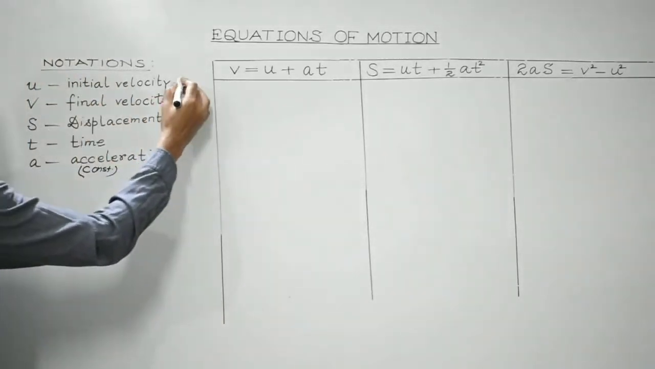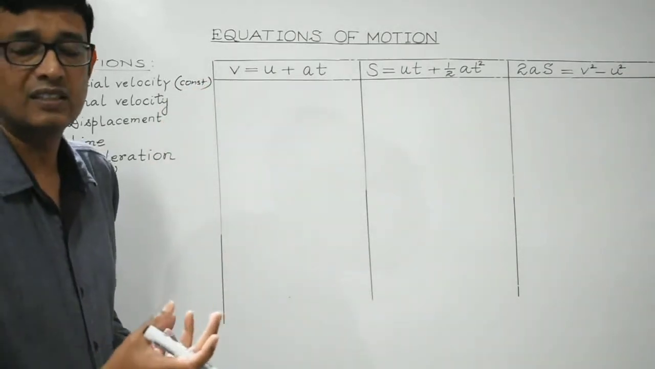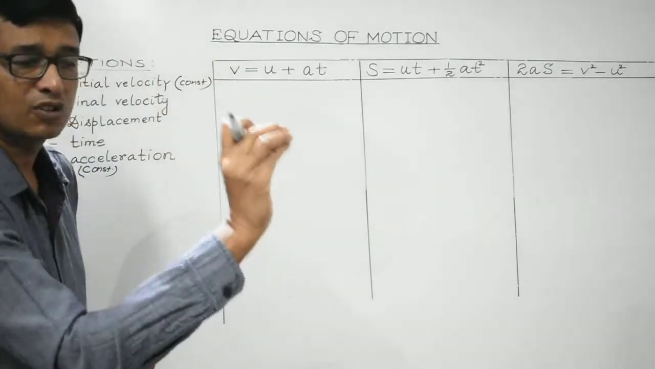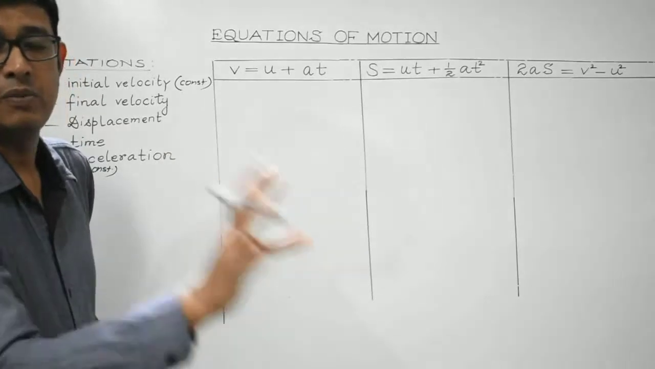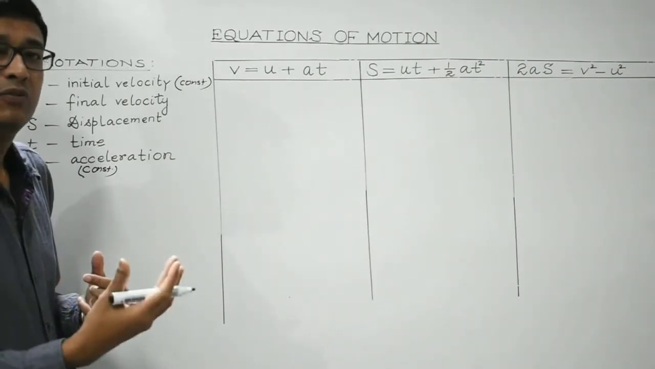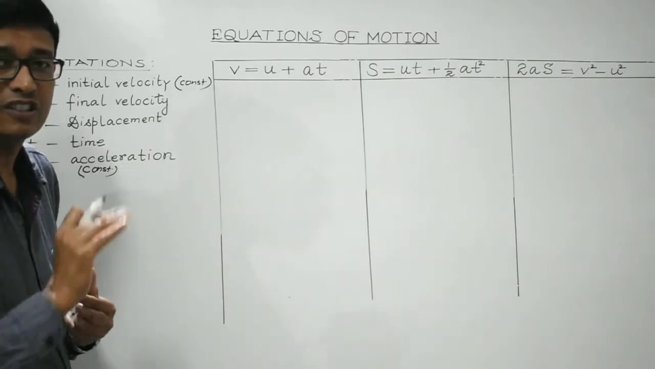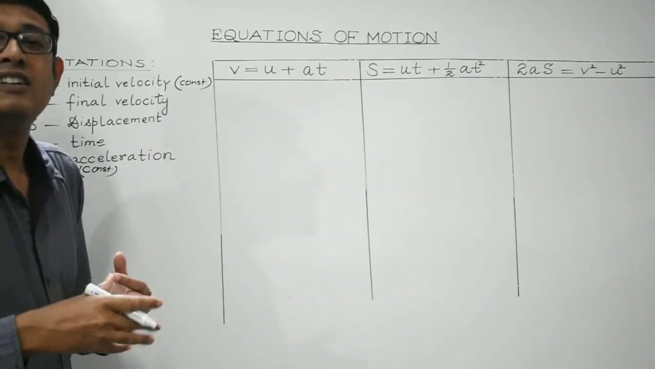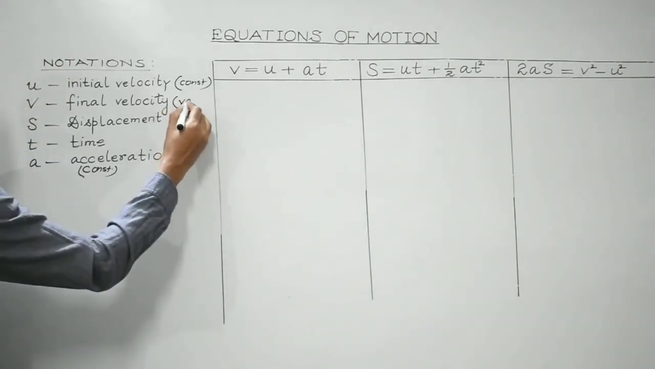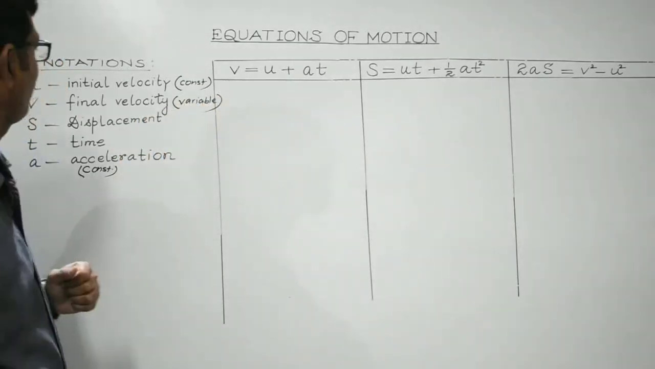Initial velocity will remain the same. Initially, whatever velocity the body possesses, that is known as its initial velocity. So it will remain constant. At a given instant of time, the initial velocity of the body would remain the same. Final velocity: now with the passage of time, the body will either get speeded up or it will get slowed down at a constant rate. So obviously its final velocity will keep on changing with the passage of time, right? So it is a variable whose value is not fixed. It will keep on changing with time.